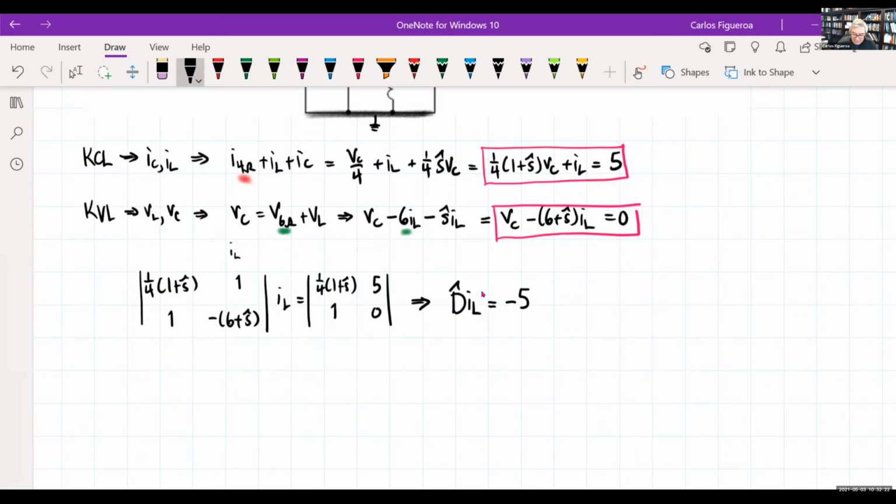Okay. So let's go calculate this matrix equation. If I calculate this matrix equation, I got to do the cross multiplication. So I'm going to go 1/4, 1 plus S hat times 6 plus S hat with the minus sign. And then I got to multiply these together. So I get minus 1 times 1, which is 1. This is operating on IL, and this is equal to minus 5.